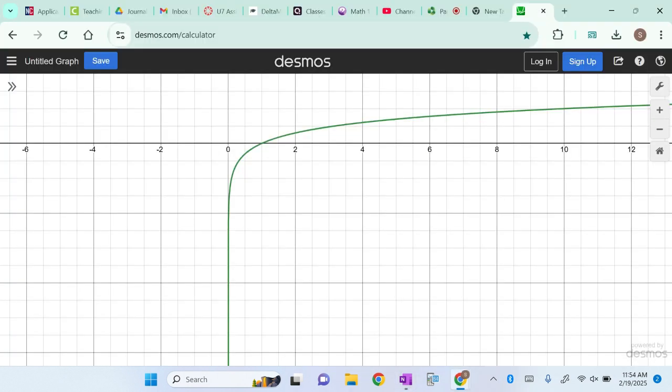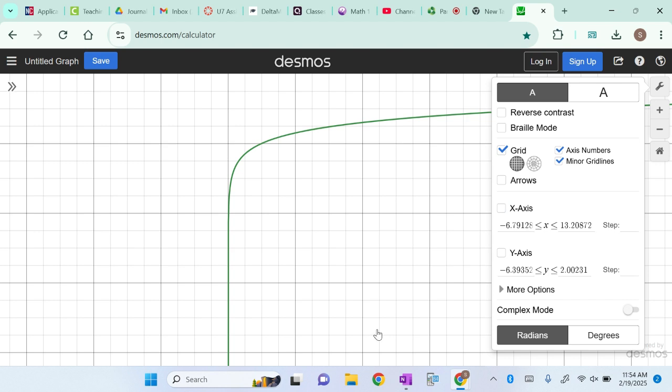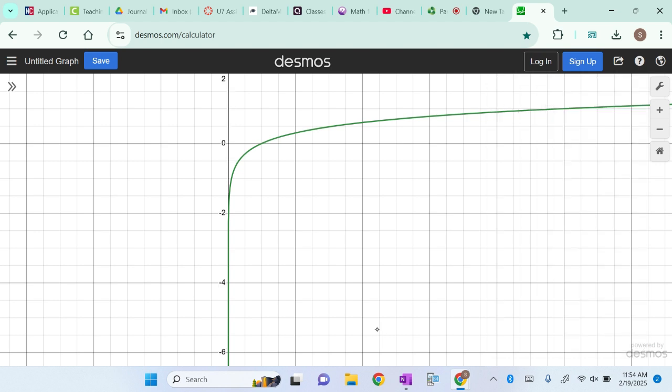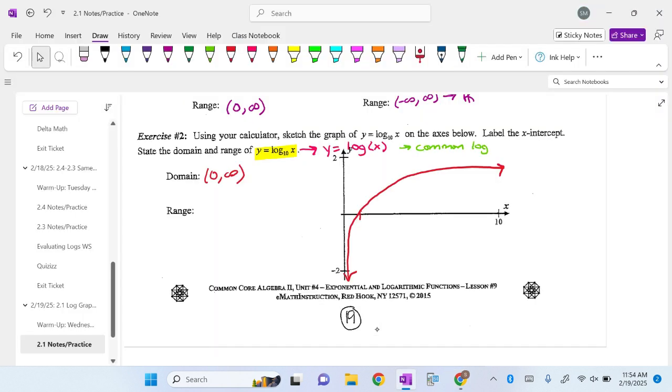What about the range? So if I take the x, give the y, what's my lowest y value? Negative infinity. What's my highest? Right.